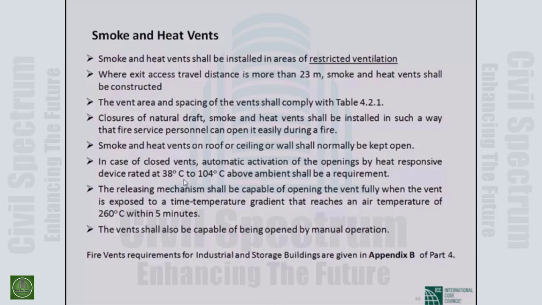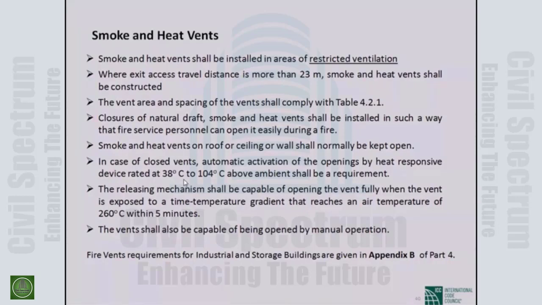So normally you have some ventilated area, whether it is naturally ventilated or mechanically ventilated. If it is naturally ventilated or mechanically ventilated, smoke you can remove from this area. But those areas which do not have ventilation, that is called the restricted ventilation area.